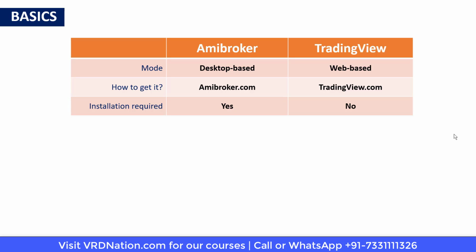And that brings us to the next point, which is the devices on which the applications can work. In case of Amibroker, it can only work on a computer. It can be a desktop, it can be a laptop, doesn't really matter, but it can only work on a computer. Whereas TradingView, since it's just a website, can work on a computer, on your mobile, on your iPad. So any device that has an internet connection, you can operate TradingView on that.